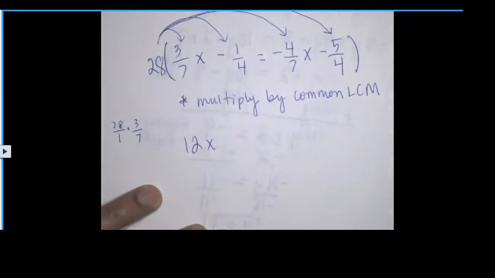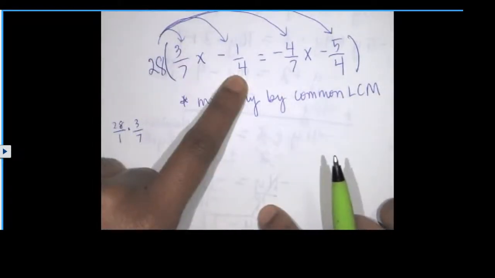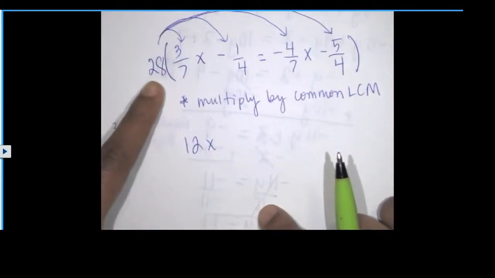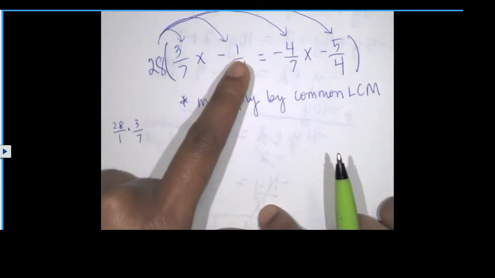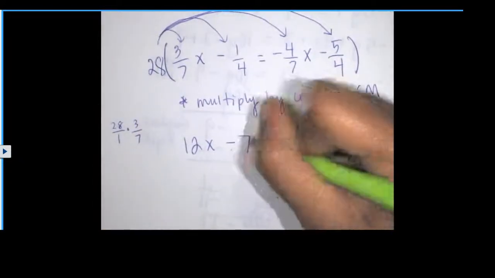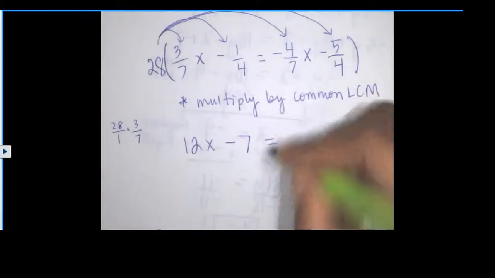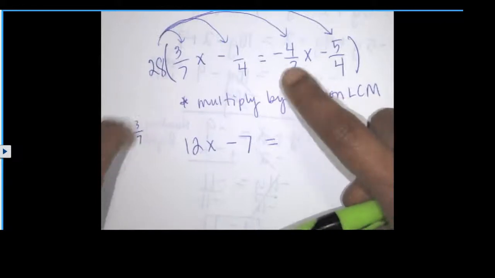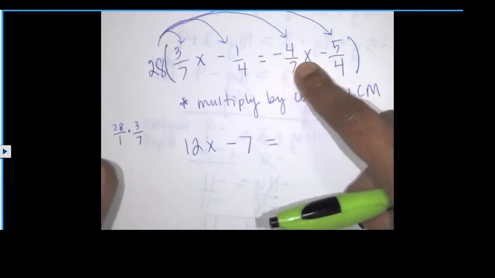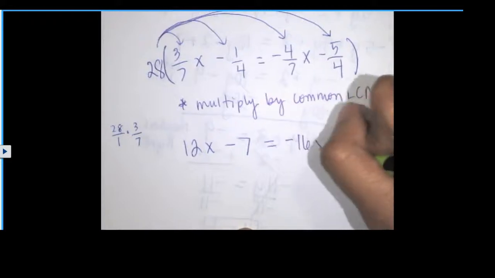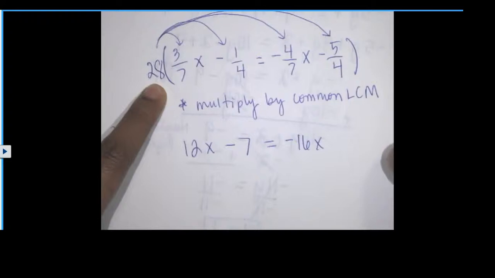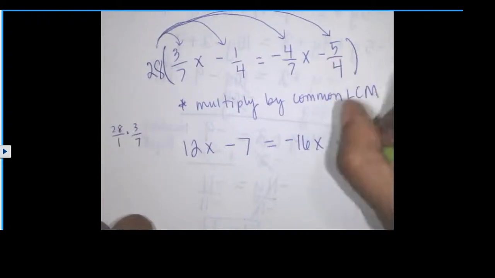Now we don't have a fraction anymore. Now it's this term. I'm going to do 4 dividing into 28 again, and it goes in there 7 times, but then 7 times -1 becomes a -7. Then I write my equal sign down and do it again. 7 divides into 28 4 times. 4 times -4 is -16x. And the last one: 4 divides into 28 7 times. 7 times -5 is -35.